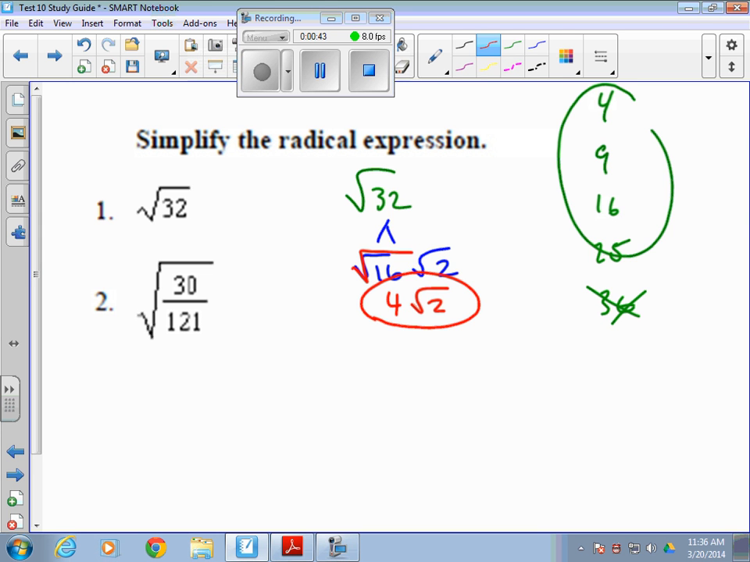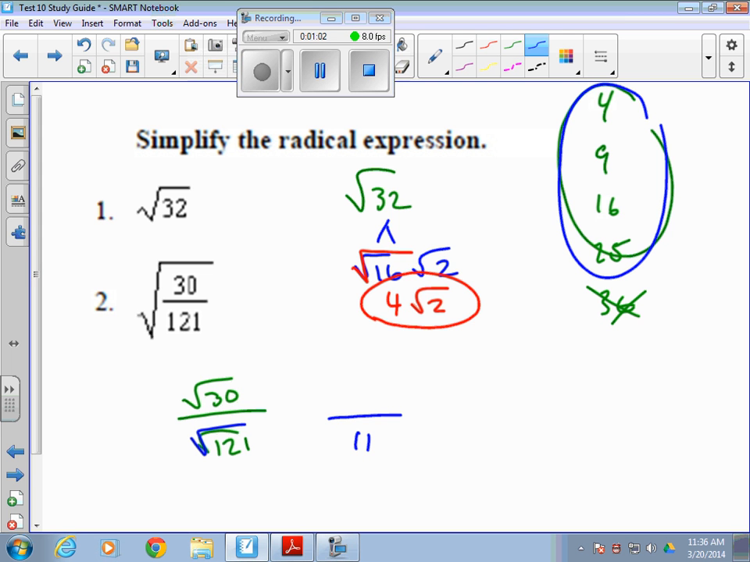For number 2, it says the square root of 30 over 121. In order to do this one, you want to separate them: the square root of 30 over the square root of 121. 121 is a perfect square. It is 11 times 11, so the square root of 121 is 11. And there are no perfect squares that you can multiply by and get 30. So the square root of 30 over 11 is your simplified answer for number 2.